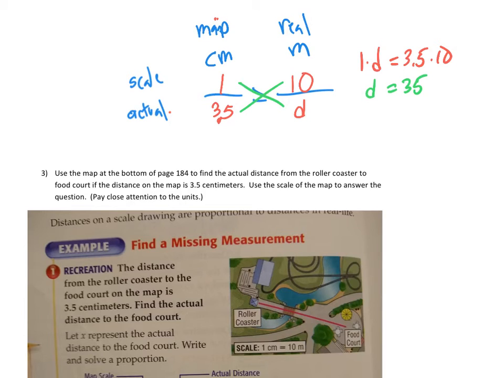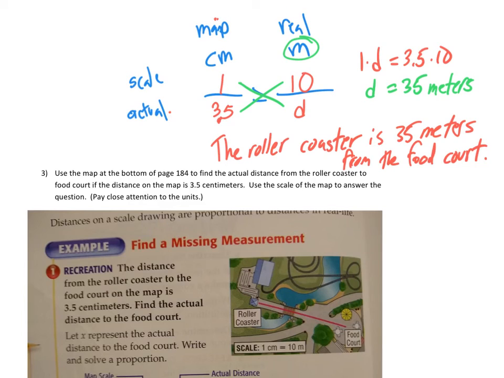That's 35. Remember that the real distance was a measurement in meters. So we found the actual distance to be 35 meters. Okay, and so what's the question? How far is the actual distance from the roller coaster? So we would write a sentence: the roller coaster is 35 meters from the food court. All right, there we have it written down.